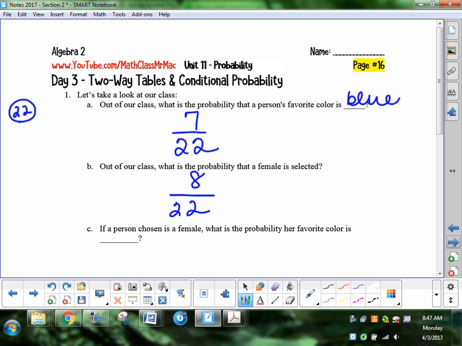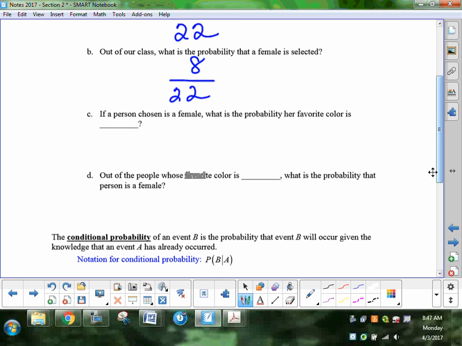Now, if a person chosen is female, what's the probability that their favorite color is going to be blue? So let's do this. Raise your hand if you are a girl and your favorite color is blue. Nice and high. There we go. We've got 1 out of.